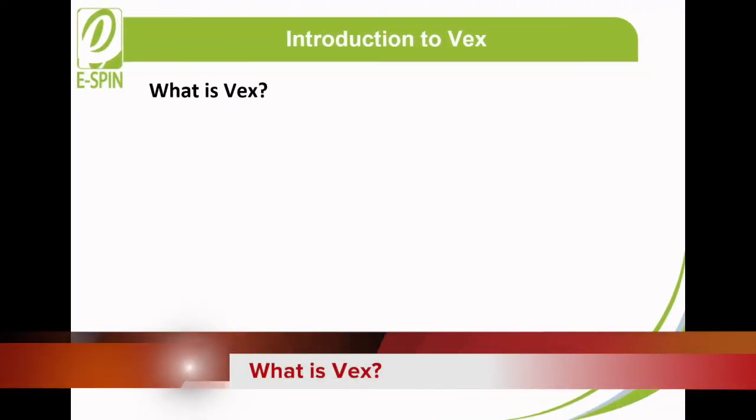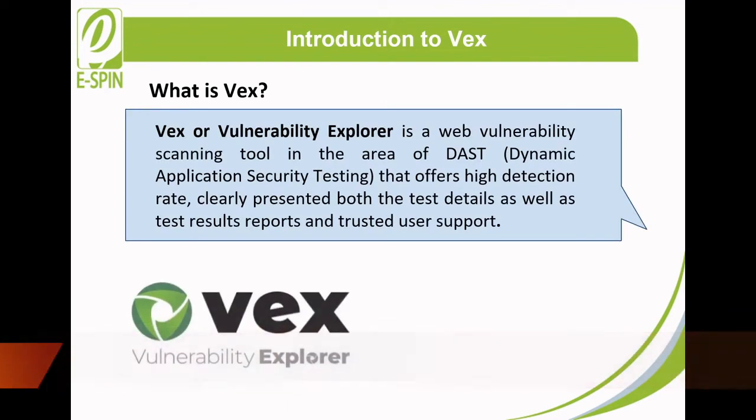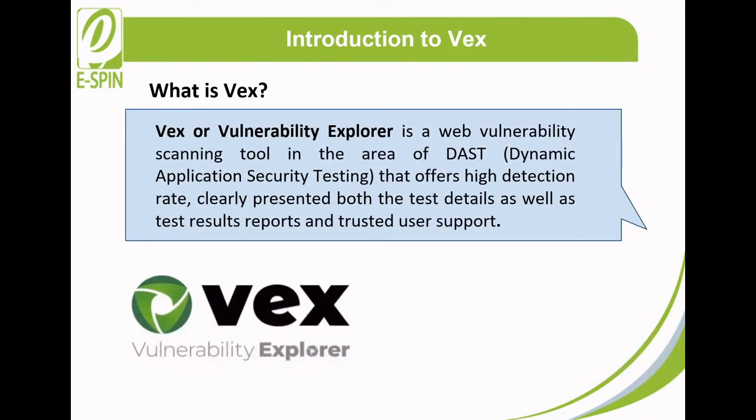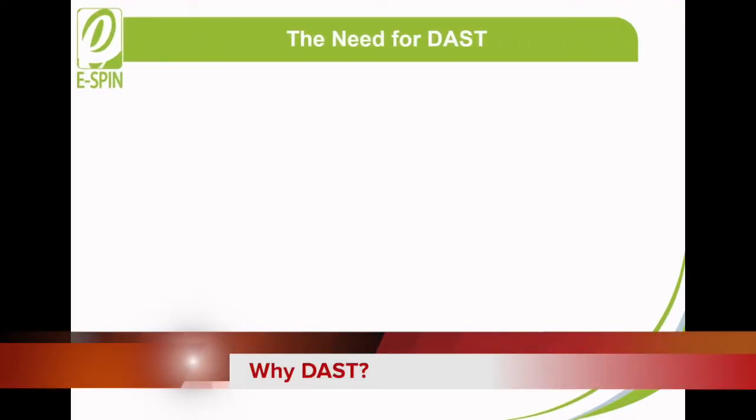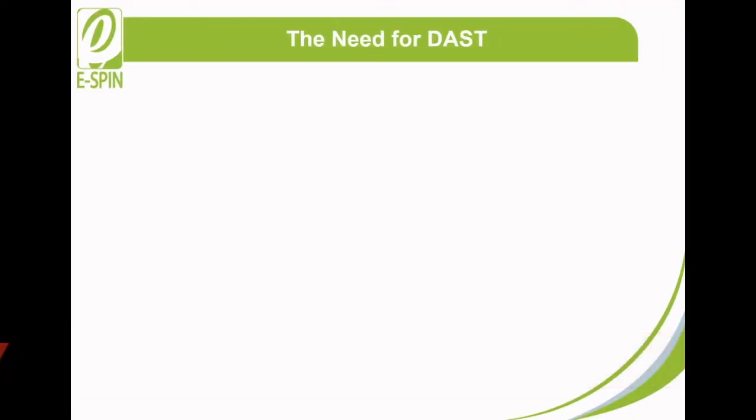Now, what is Vex? Vex, or Vulnerability Explorer, is a web vulnerability scanning tool in the area of DAST that offers high detection rates, clearly represented test details as well as test results reports, and trusted user support. As Vex is a web vulnerability scanning tool in the area of DAST, let's first understand the need for DAST.